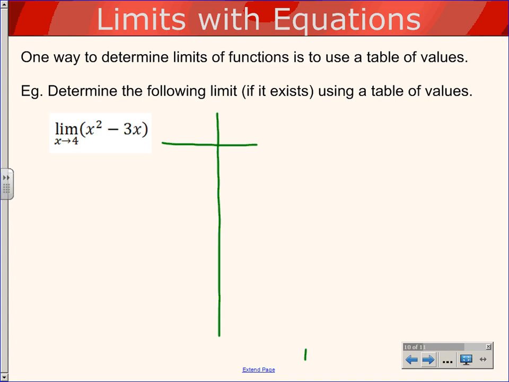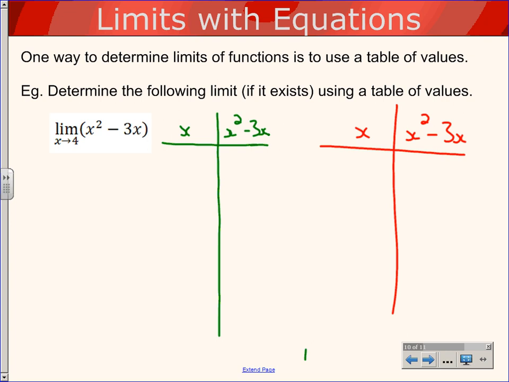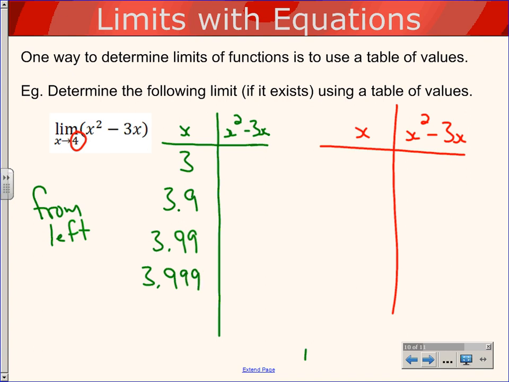So I'm going to pick a value for x here, and here I'm going to pick x squared minus 3x. And I'm going to do the same thing over here. I'm going to make another table. And I need to approach this value of 4 from the left and from the right. So, for example, if I'm coming in from the left, I'll do that in the green, I need a number that's less than 4. So maybe I'm going to start with 3. And then I'm going to get closer. I'm going to put in 3.9, getting closer and closer to 4, right? Then I'll put in 3.99, and then I could put in 3.999.